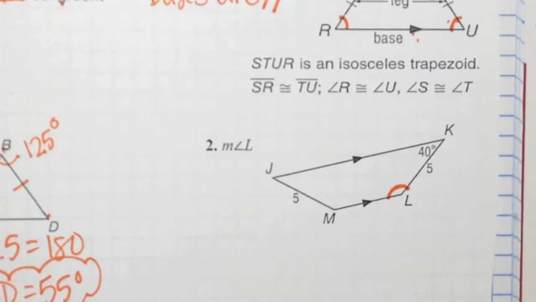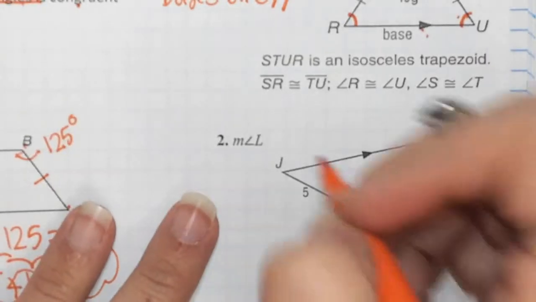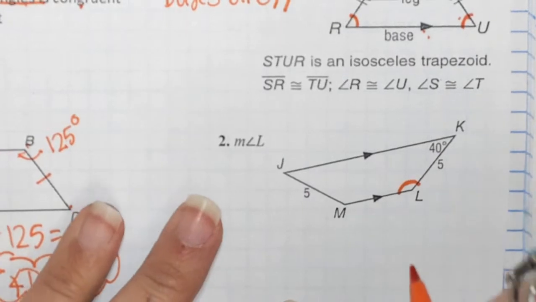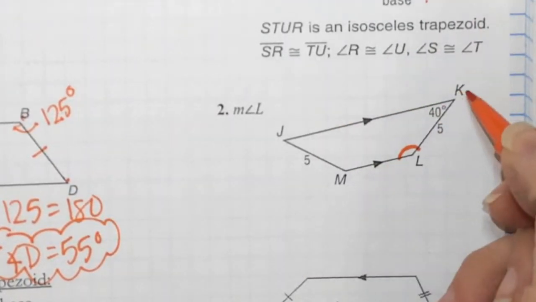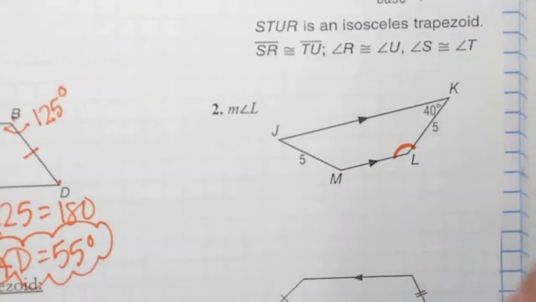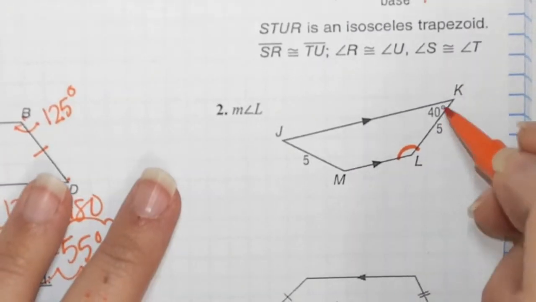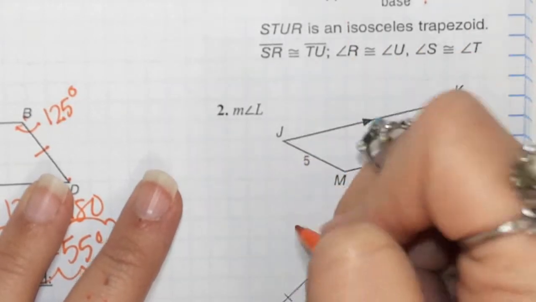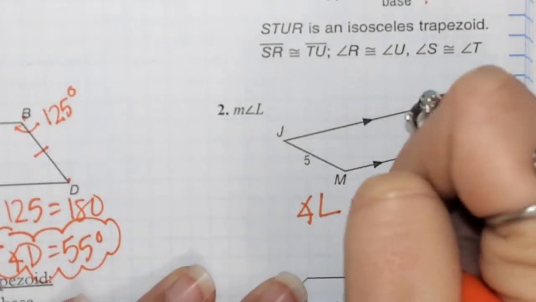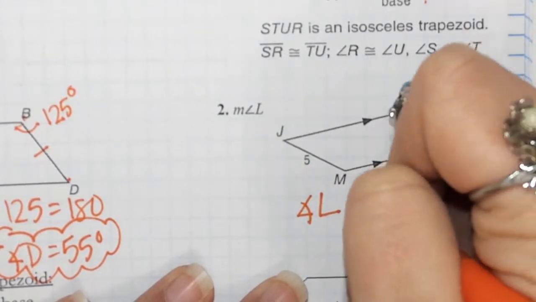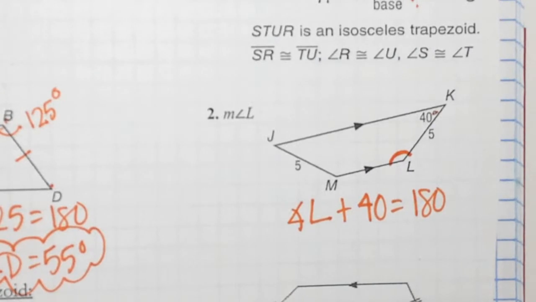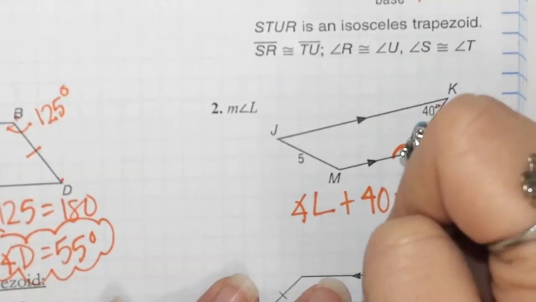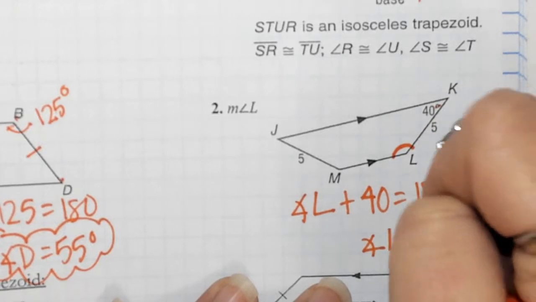We would add them up and then set it equal to 180. Now, please be very specific in how you tell me what to do, because if you say set it equal to 180, that could be angle K equals 180 and angle L equals 180. We could do all kinds of magic with that. So we add them together and set it equal to 180. So we have angle L plus what? Equals 180. So what's the measure of angle L? 140.